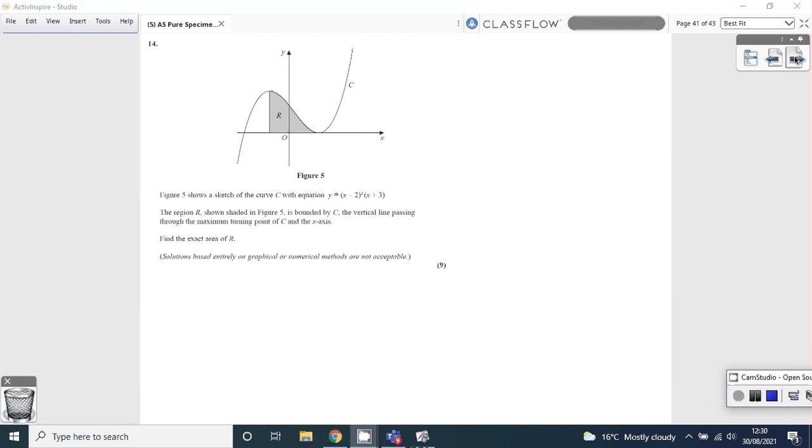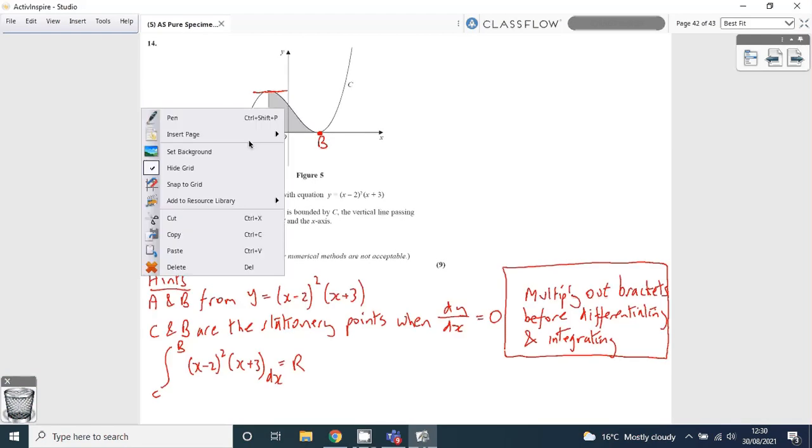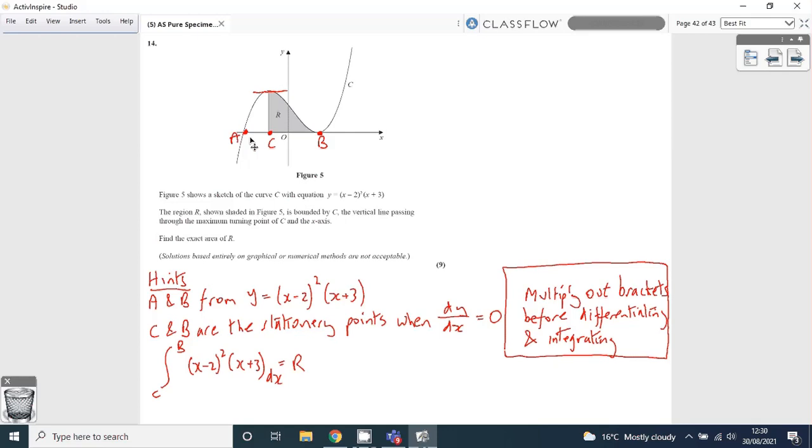Question 14. So your hint for this. Now we can work out what A and B are by just solving the equation equalling 0. Now because this is already factorized, don't start multiplying out to work out A and B. Just think what values for x would make this equal to 0. So you can quickly establish what A and B are. Obviously A is going to be less than B.